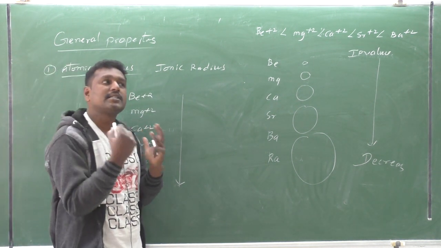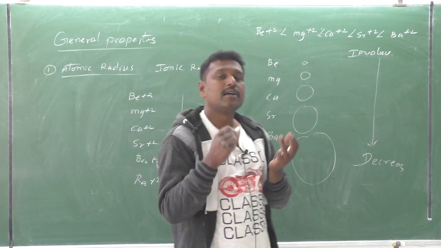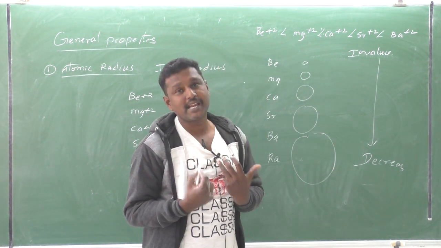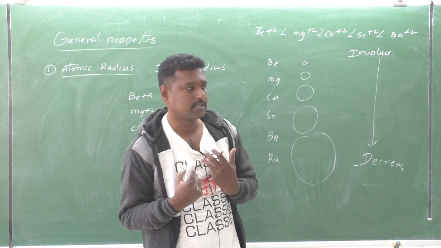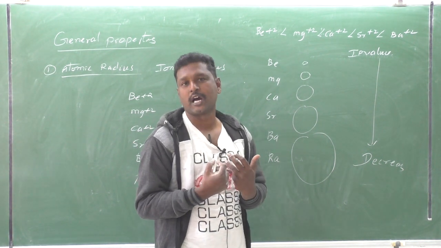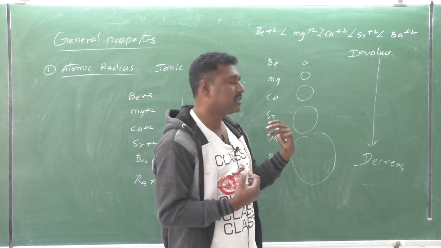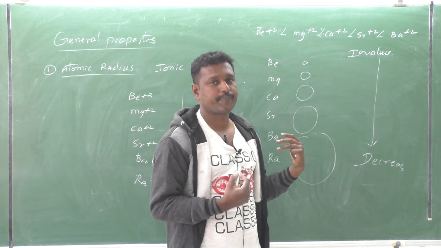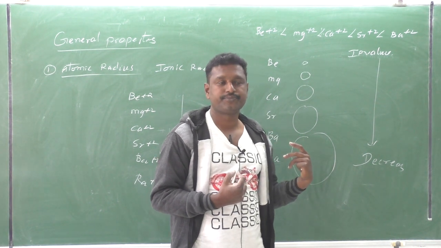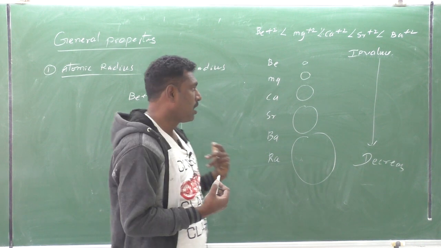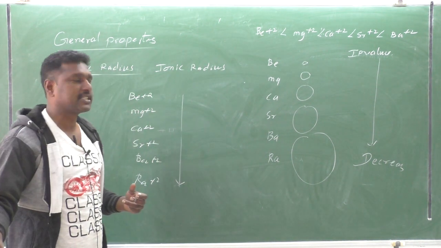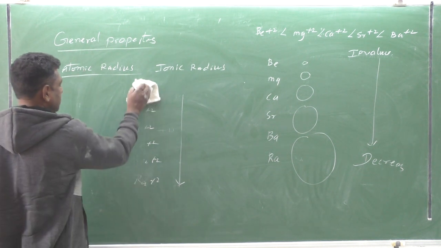So if atomic radius increases, what happens? The tendency of the nucleus to attract the electron towards itself decreases. So you can easily remove the electron from the outermost orbit. That is the reason, one of the reasons for that. After that, the next properties we are discussing, one by one.